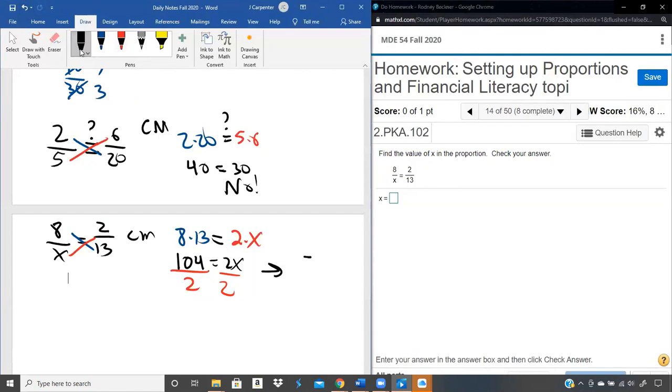And then half of 104 should be 52. So that should be our x. Let's see if it's right.